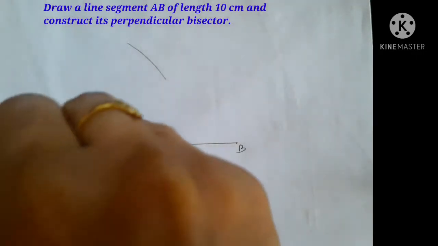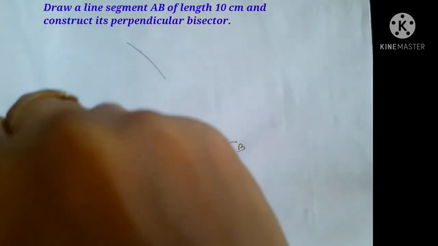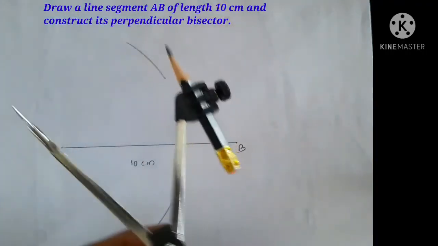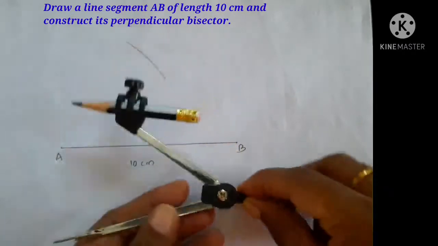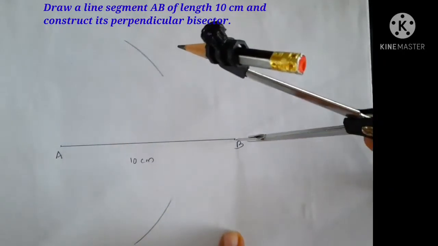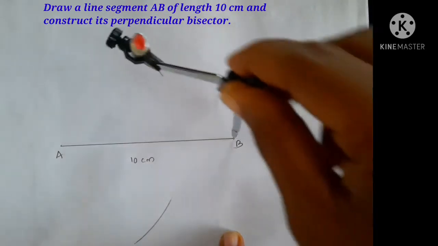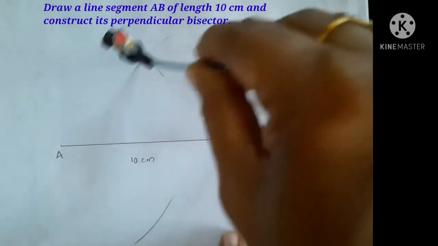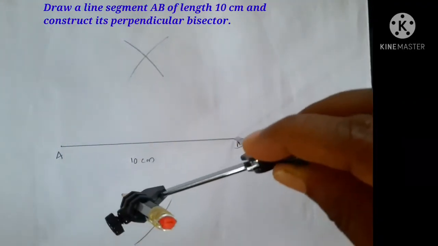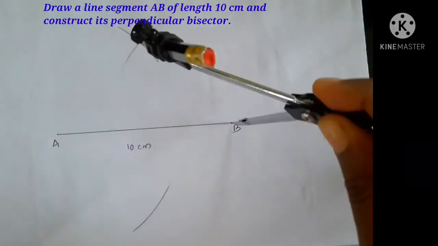Children, we have to draw arcs above and below the line segment AB. Children, without changing this compass setting, without disturbing the setting, with B as center, draw arcs above and below the given line segment AB. We have to draw arcs above and below.